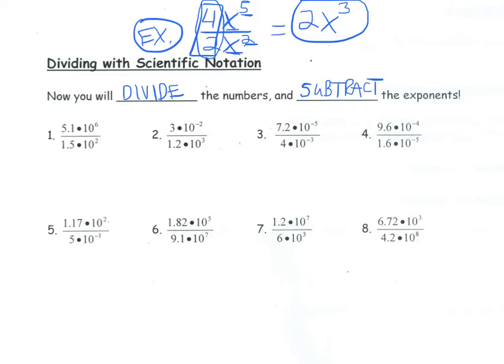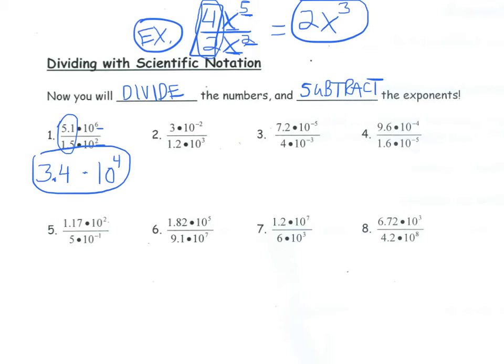Okay, so if I do the first one, I'm going to divide these numbers. So I need my calculator for this. I'm going to do 5.1 divided by 1.5. That gives me 3.4. I like that number because there's just one non-zero digit to the left of the decimal. Then I just subtract these. 6 minus 2 gives me 4. So this is times 10 to the fourth. And that's it. That's our answer.